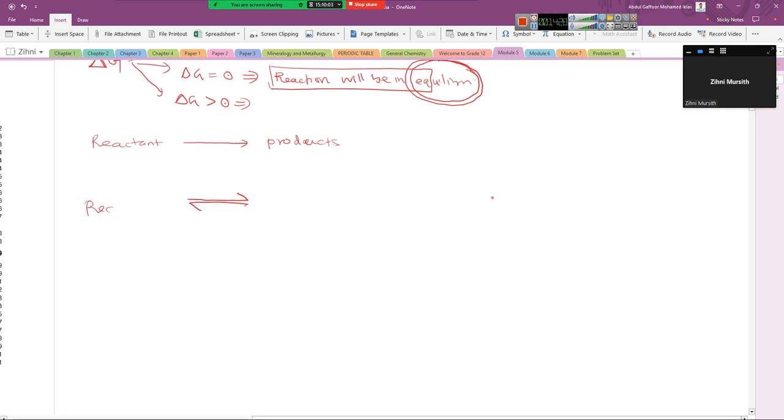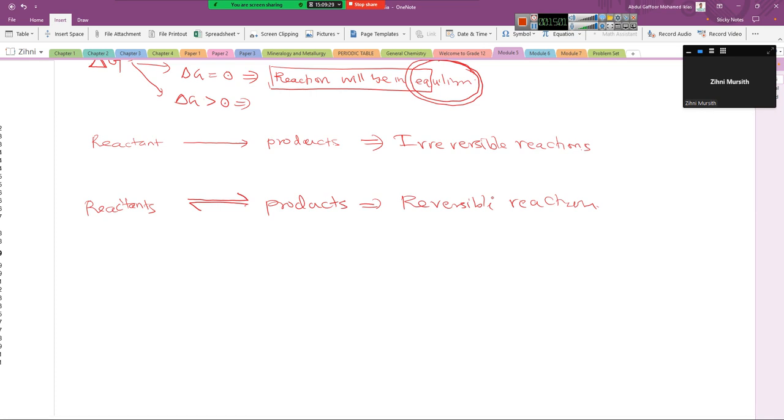So now here we will be having reactants and products. So what does it mean? Here this is called irreversible reactions. Now these are called reversible reactions, right? I told you we have something called chemical kinetics. In chemical kinetics, we mainly talk about these irreversible reactions, right?